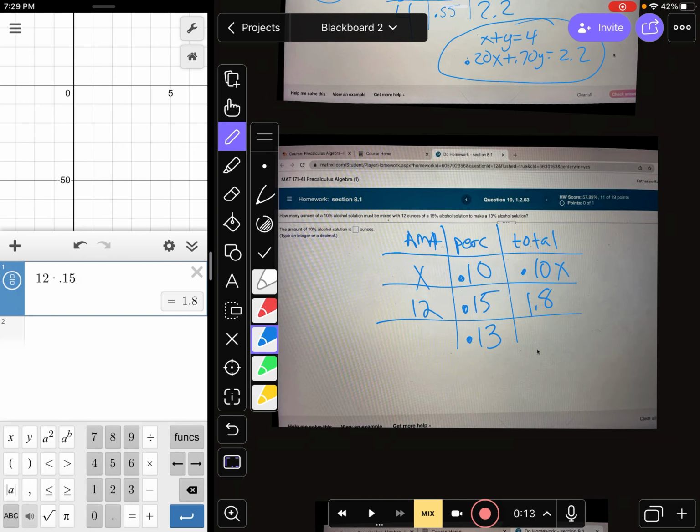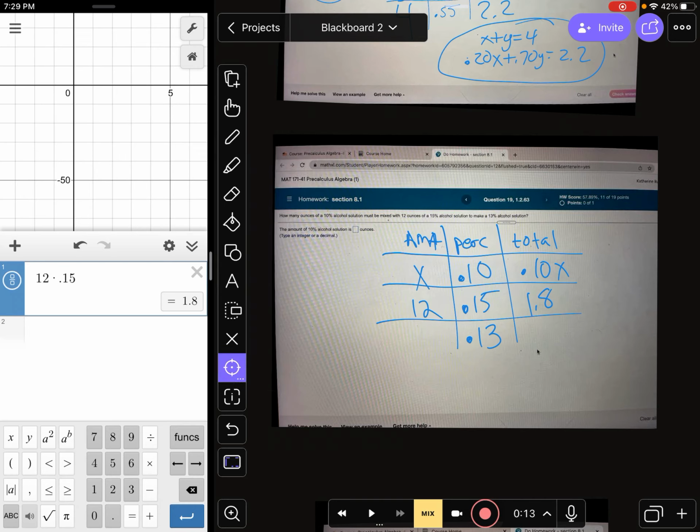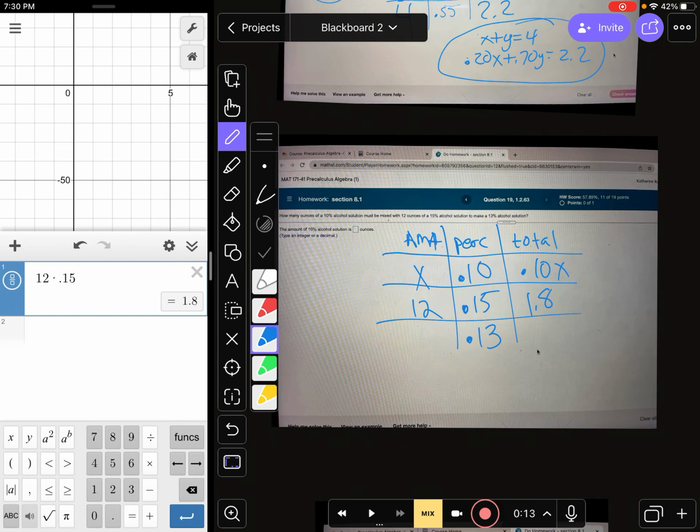I also know that I am going to mix this number of ounces and this number of ounces together. So together I'm going to have X plus 12. I'm mixing them, adding them, that's how many ounces I will have there. So it's going to be X plus 12.